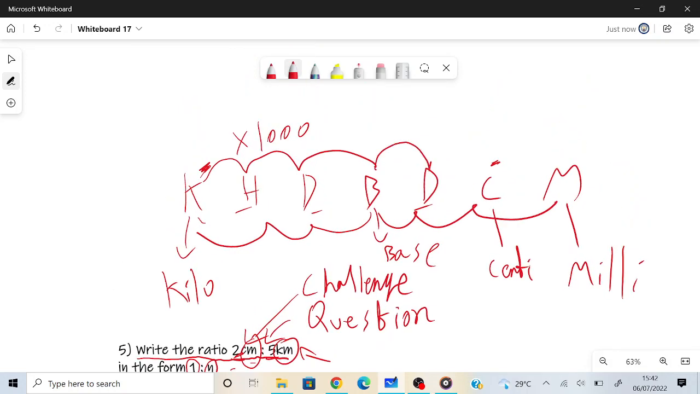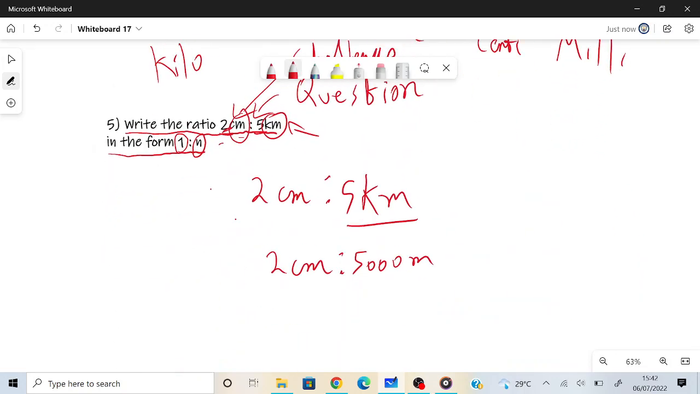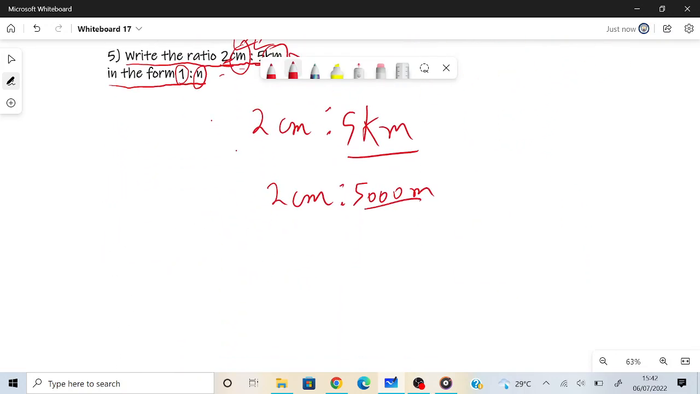So I'd go 1, 2. And if I'm going 2 to the right, I'm timesing it by 100. So now I need to times this by 100. So now it becomes 2 centimeters to 5,000 times 100, which is 500,000 centimeters. And now that they're in the same units, we can work with it.